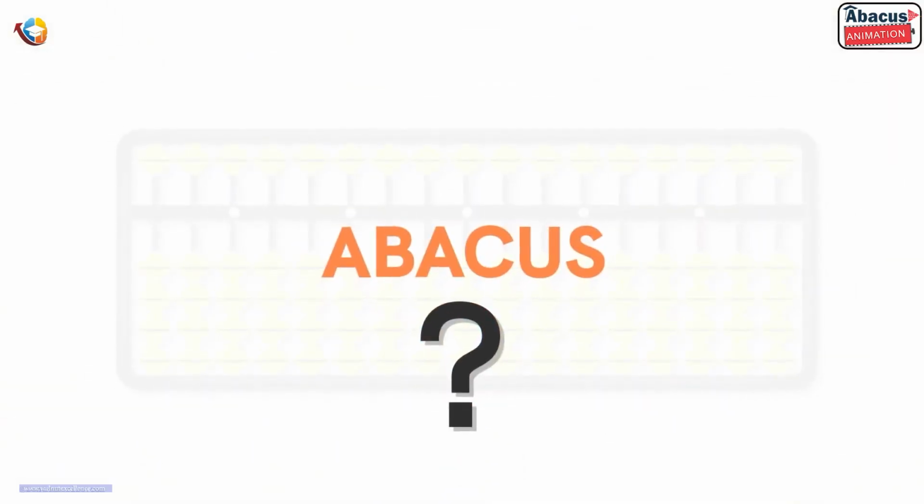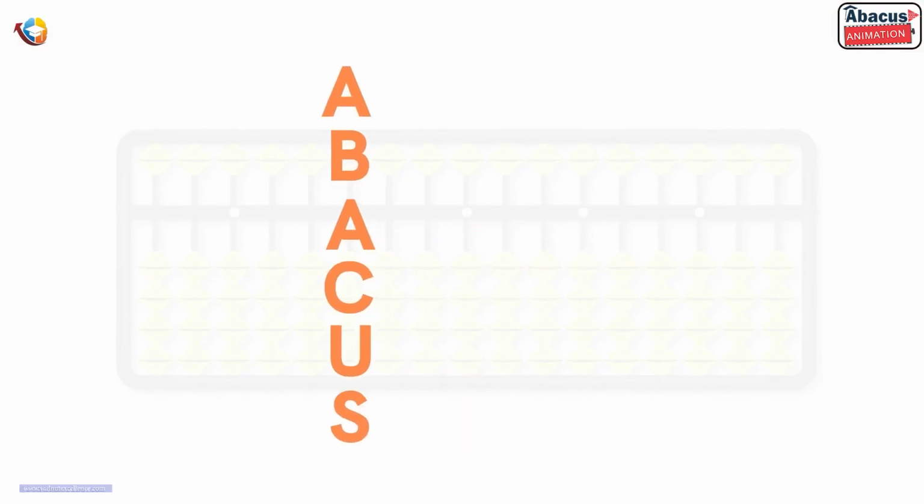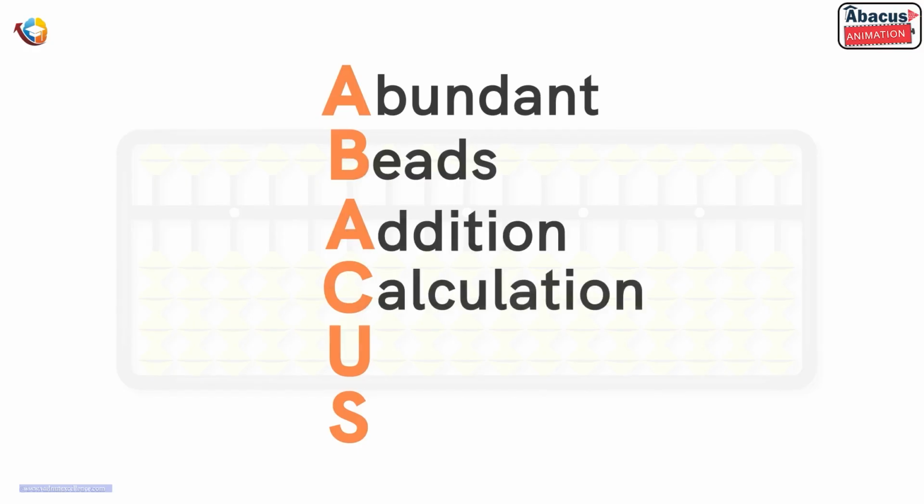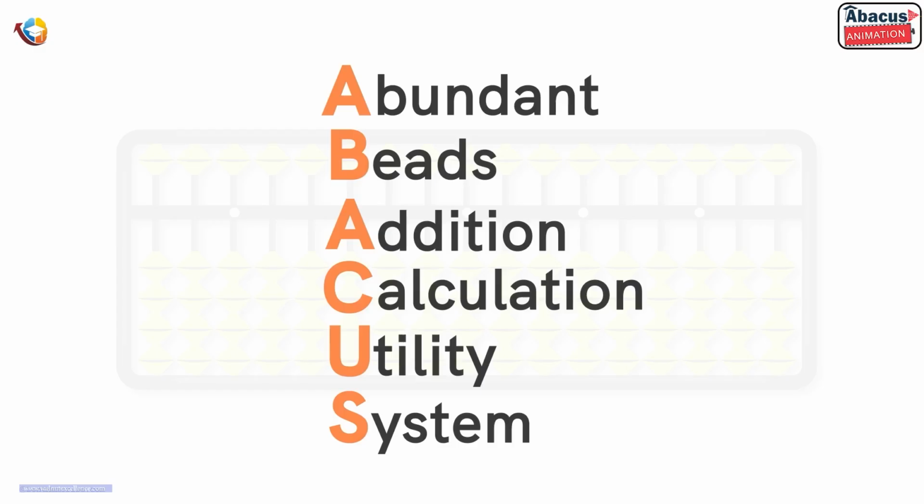But do you know that the word abacus hides a meaning in itself? So what is it? A stands for abundant, B stands for beads, A stands for addition, C stands for calculation, U stands for utility, and S stands for system.